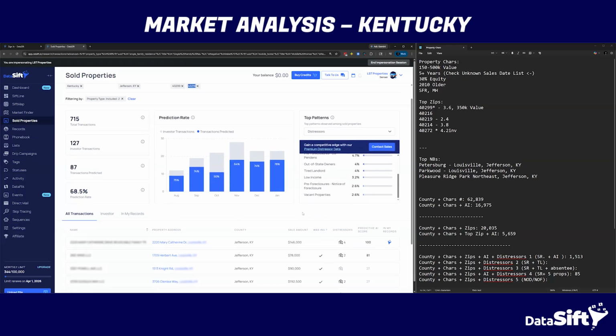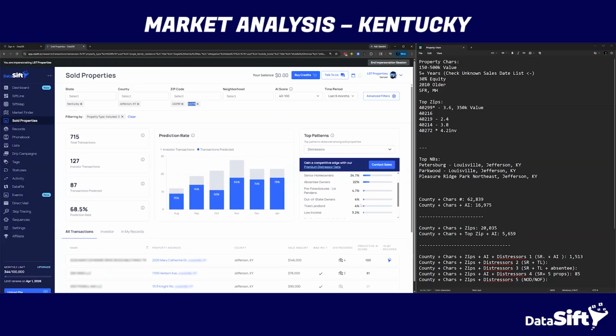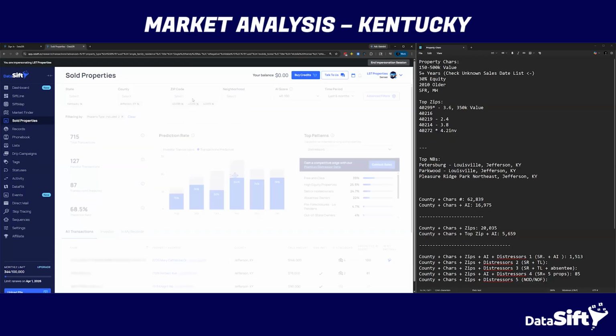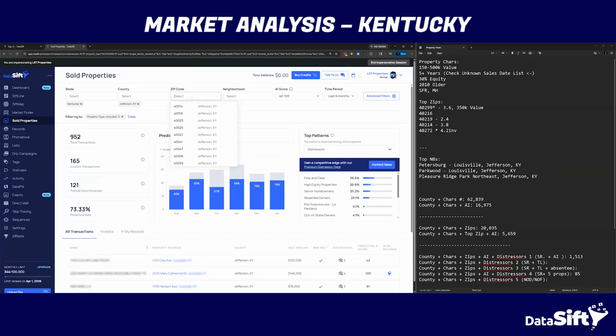Not really seeing on the right hand side with my distressor patterns what that difference is. I see a little bit more low income there, not as much equity. Senior owners are about the same. More absentee owners, definitely more foreclosures in that area. So there's some other indicators. So we're going to continue adding it and seeing what we get. So 40219 jumped it up quite a bit more, even still 73%.